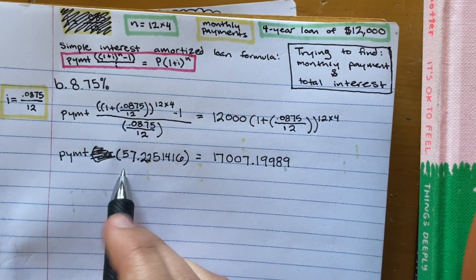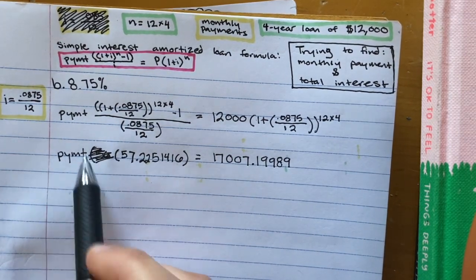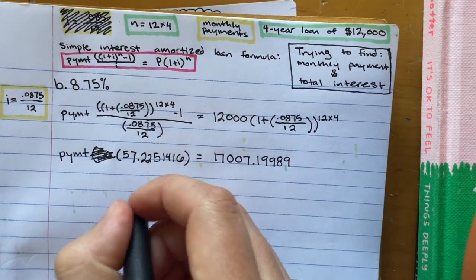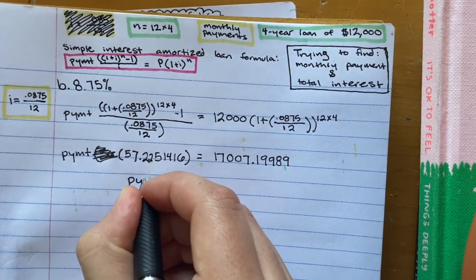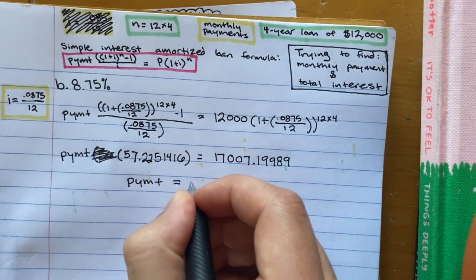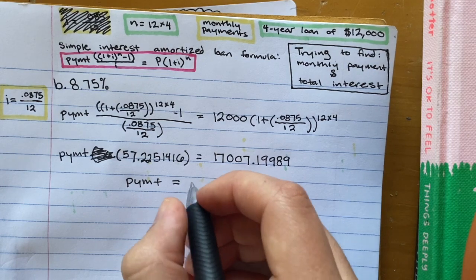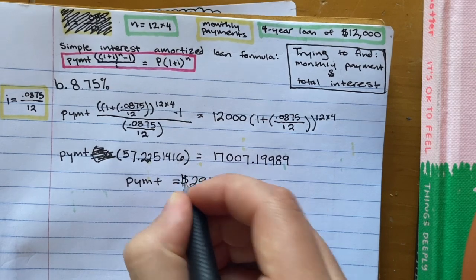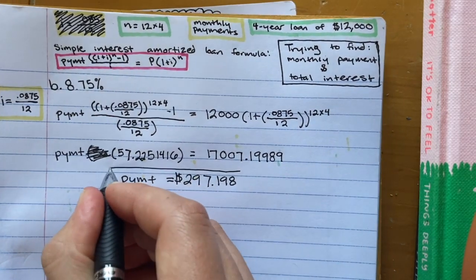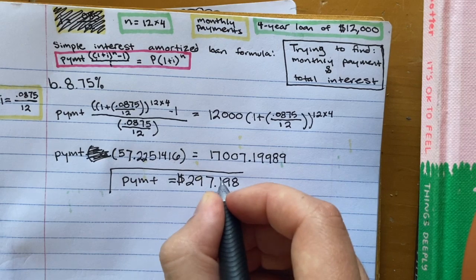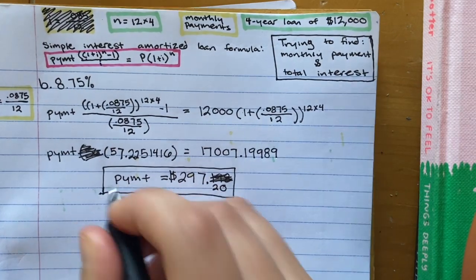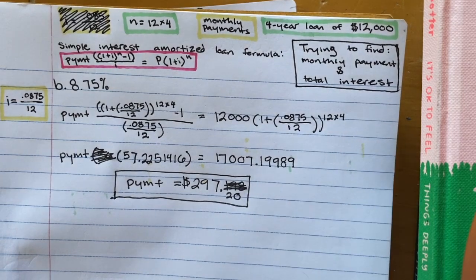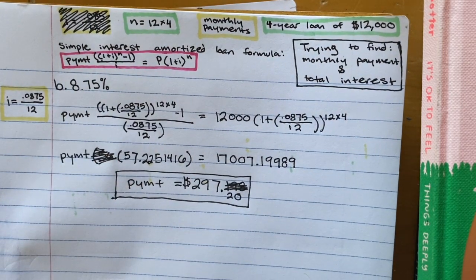So just like our last problem, all we need to do is get this payment by itself. So you're just going to take this number and divide it by that number. And hopefully you get something that looks like this. So your monthly payment is going to be $297, and let's round that. That's annoying. 20 cents. So if you notice, our monthly payments are a little bit higher than our last problem, and that's because we raised our interest rate by 0.25%.